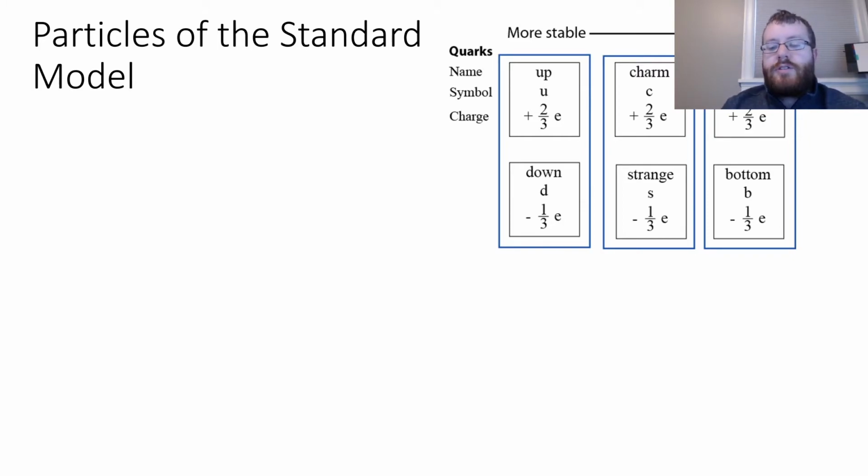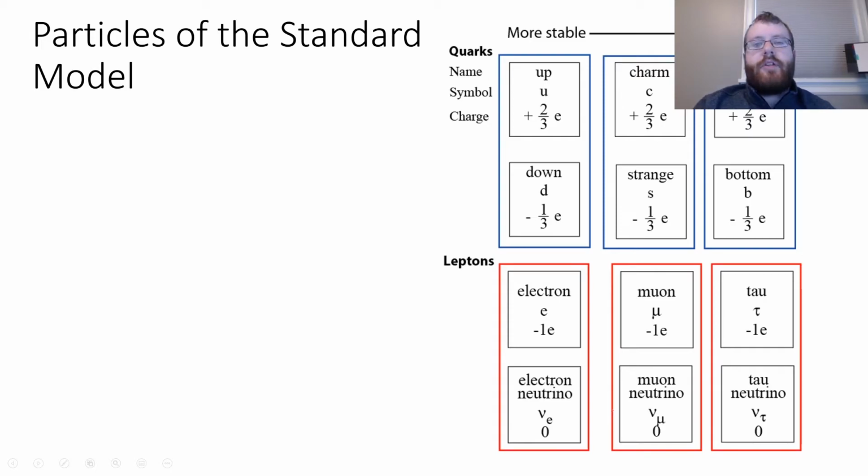Charm and strange are named that way. Strange was actually named first because it was so strange at the time. It was the only other quark discovered, and then they just put charm as the opposite of that. So those are our types of quarks.